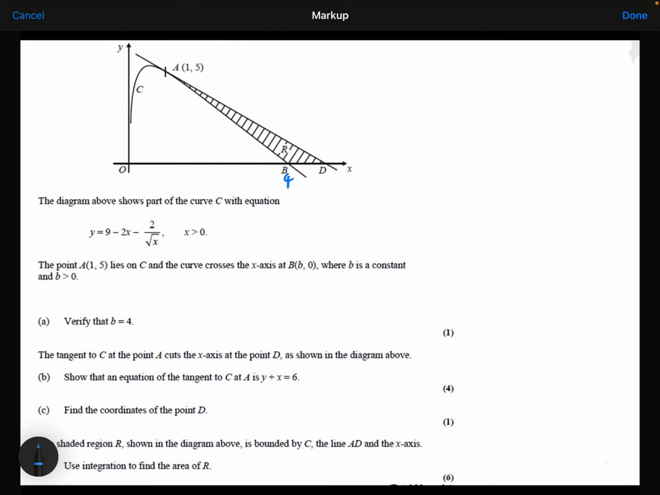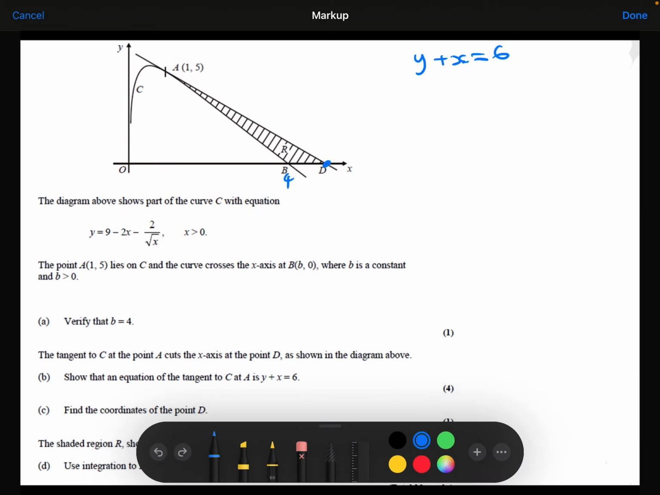Part C says to find the coordinates of point D. Point D is where that tangent, where the y plus x equals 6, intersects on the x-axis, so where y equals 0. So if I make y 0, I find that x is 6 at that point.